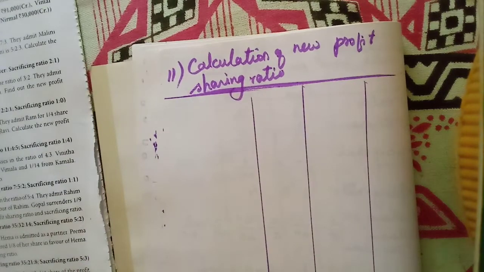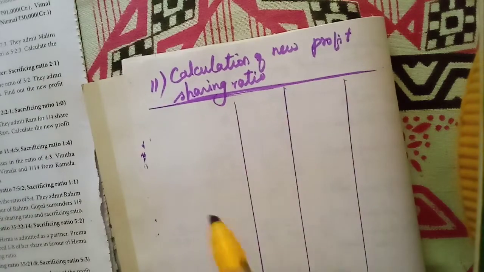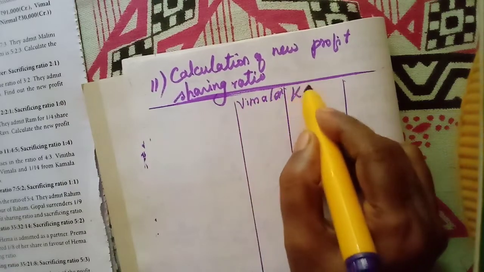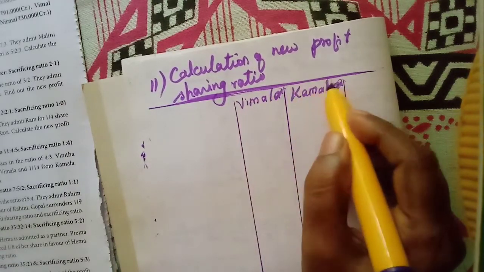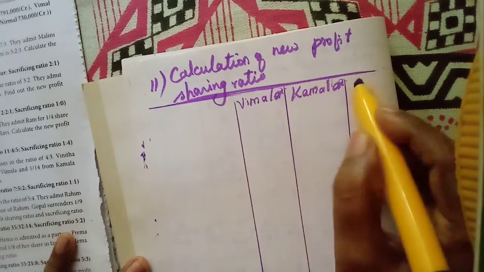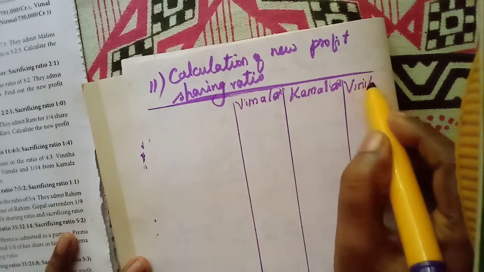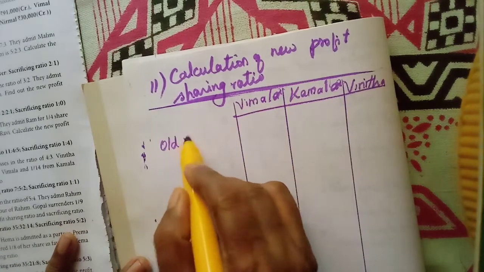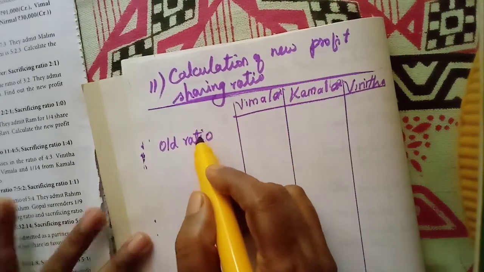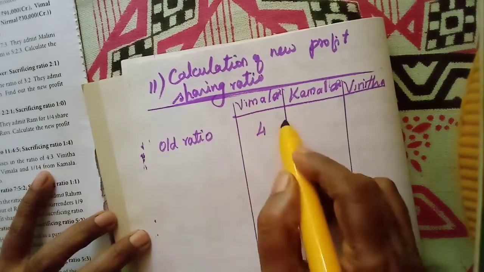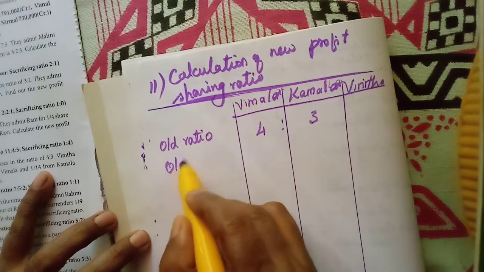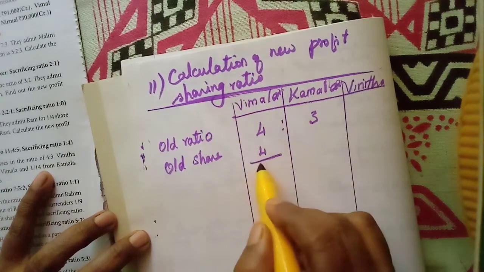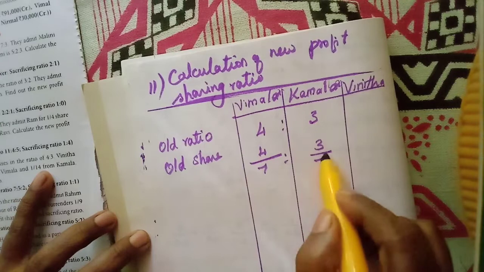Partners name, two partners, old partners, isn't it? Vimala, Kamala. Then the new partner, Vinita. Okay, first old ratio. Old ratio 4:3. Now old share. Then single share, then total share is 4/7 and 3/7.